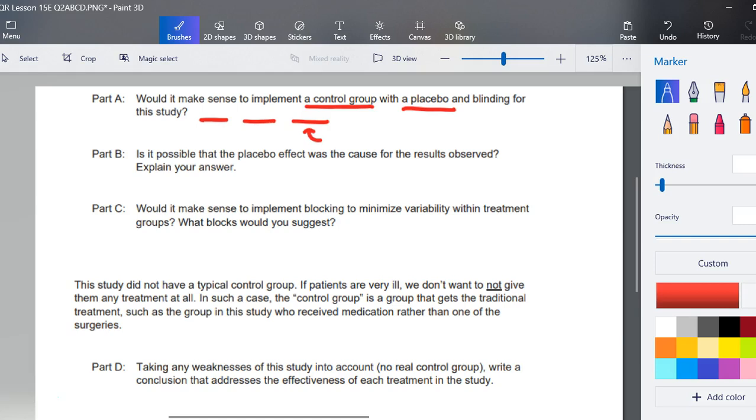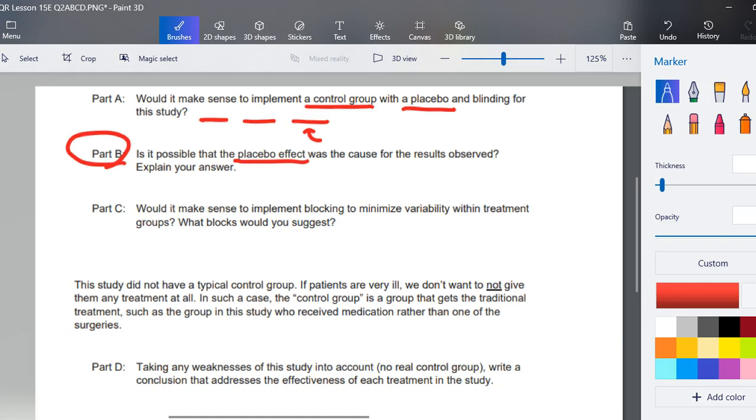So part B, is it possible that the placebo effect was the cause of the results observed? Explain your answer. And some things and thoughts you might consider putting down are that the response to the medications may have been a placebo effect. That is possible. There was probably some placebo effect in the responses to the surgery. But since both procedures were surgical, the placebo effect does not explain that there were better results for the gastric bypass. So jot down some ideas and thoughts about whether you think that there was not a placebo effect.